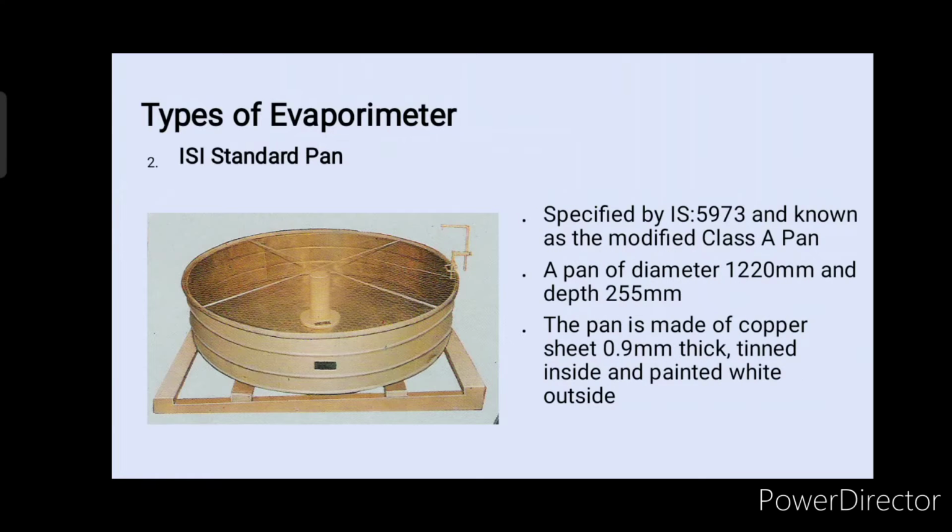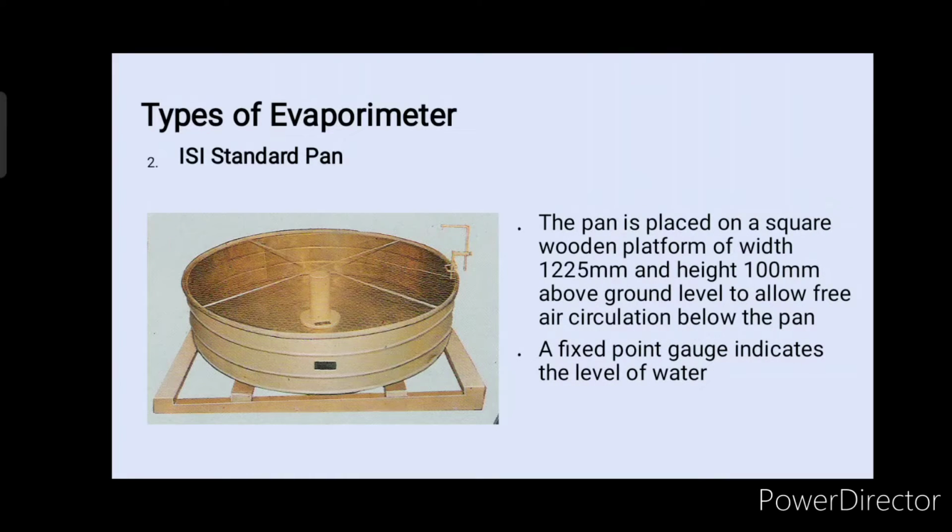Next is ISI standard pan. This is specified by IS 5973 and known as the modified Class A pan. This pan has a diameter of 1220 millimeter and depth of 255 millimeter. Yung depth niya is same lang dun sa naunang pan, which is the USWB Class A. The pan is made of copper sheet 1.9 millimeter thick, tinned inside and painted white outside.